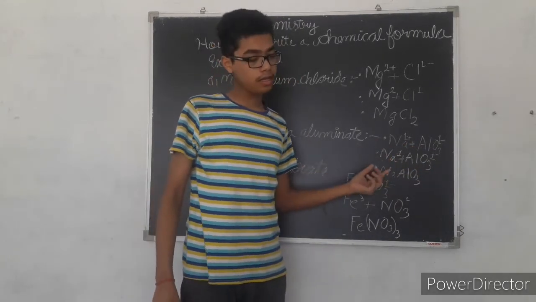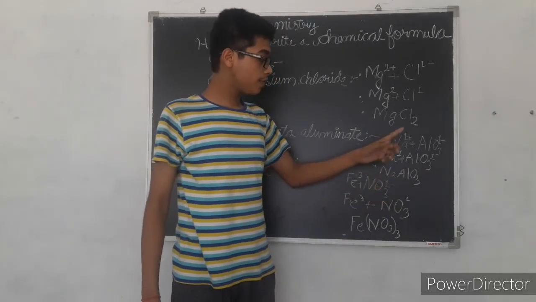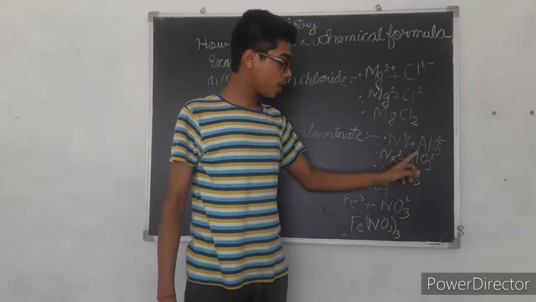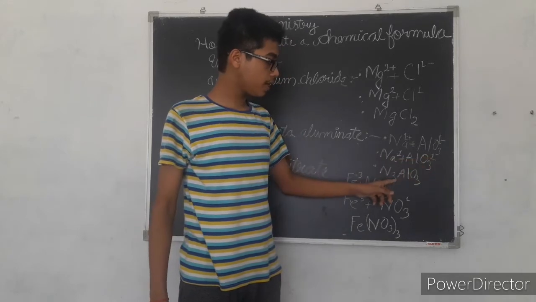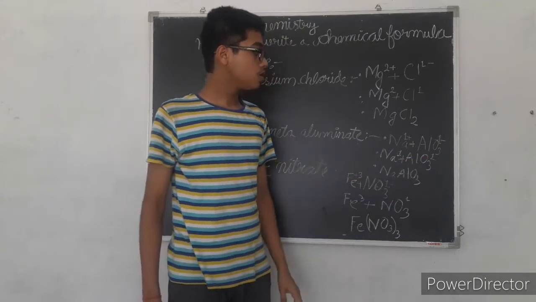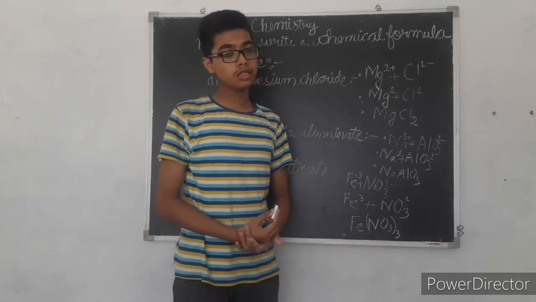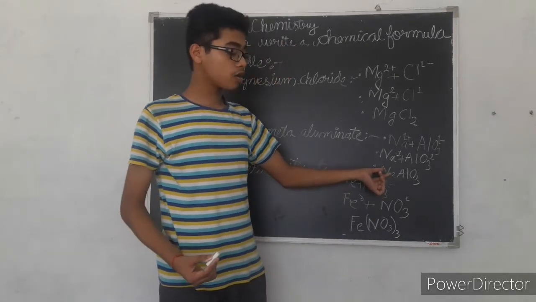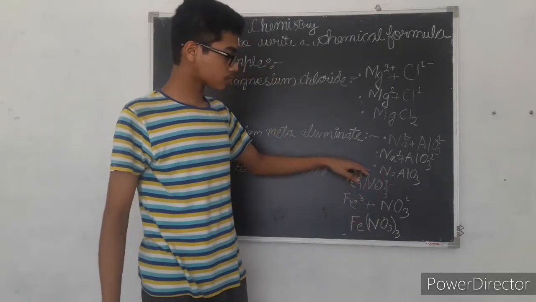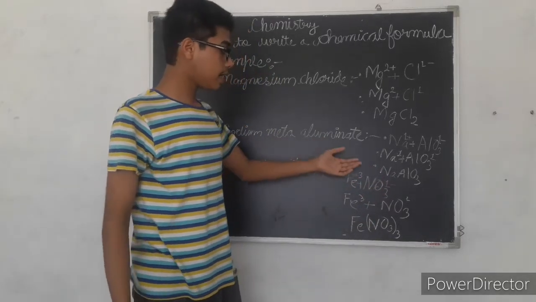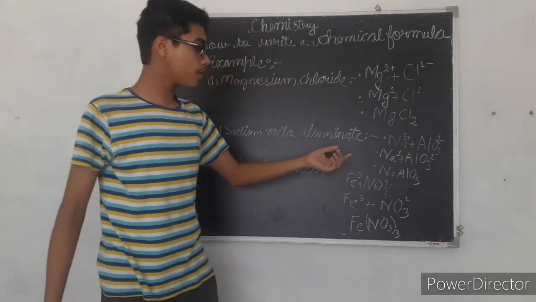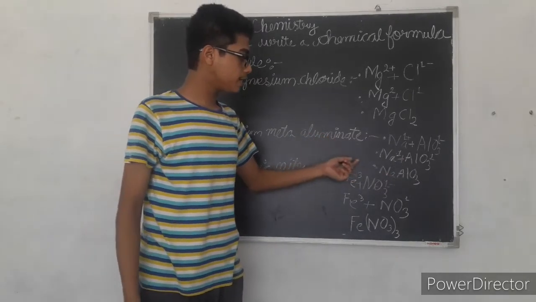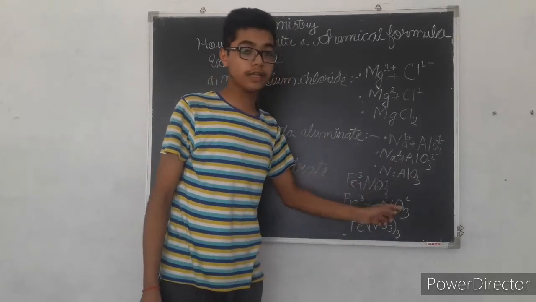Then finally, according to the last step, we will interchange their valencies. So this one will come here and this one will come here. I have told you that it is not necessary to write 1 at the lower right corner of the atom. So the final answer, that is, the chemical formula of sodium meta-aluminate is NaAlO3.